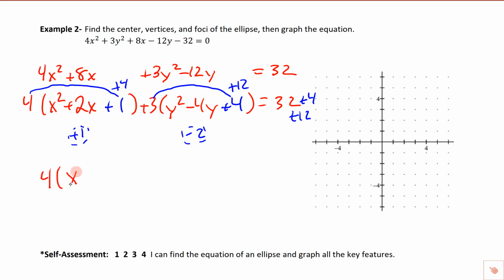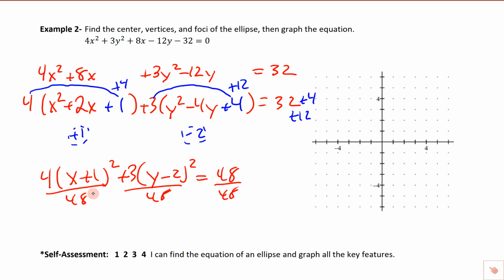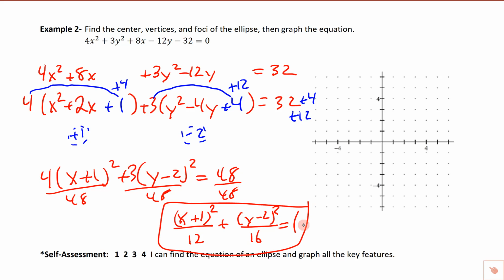We've got 4x plus 1 quantity squared. I've got a 3 and y minus 2 quantity squared. And then on the other side, if I add all these together, I think I get 48. Is that right? Yeah. One last step to get it in that graph-friendly format. Yes. And here's what I've got. X plus 1 quantity squared over 12. Kind of ugly, but we can deal with that. Plus y minus 2 quantity squared over 16. We kind of like that one. And then we've got a 1. Good?